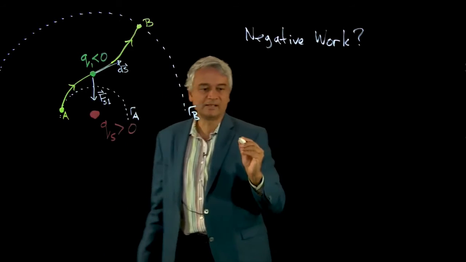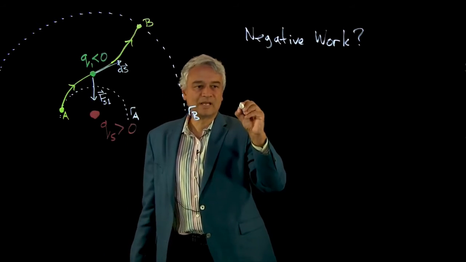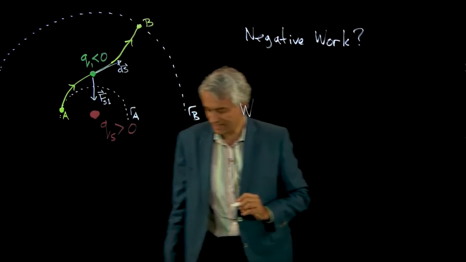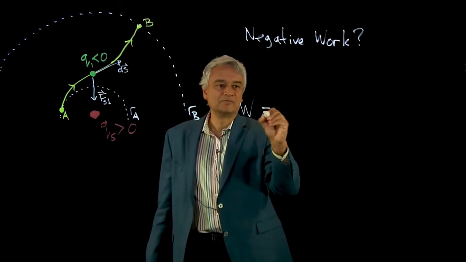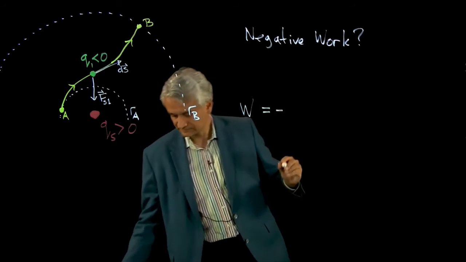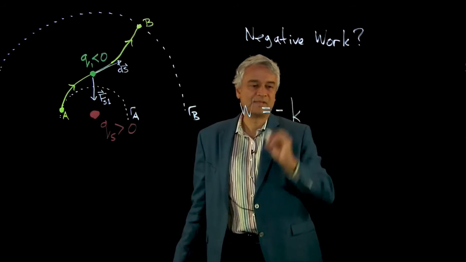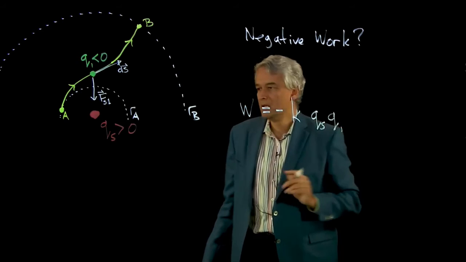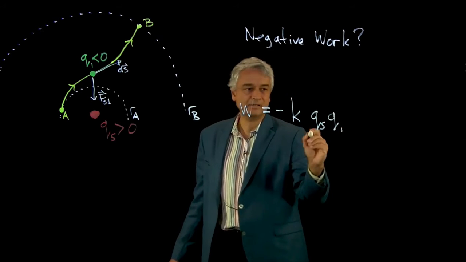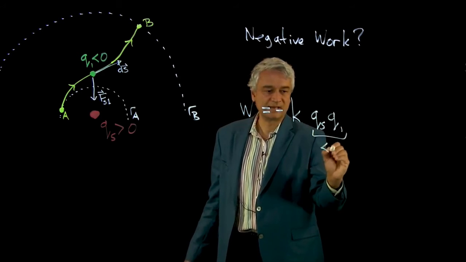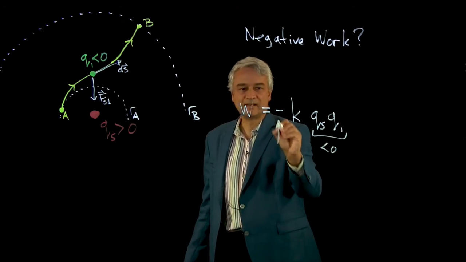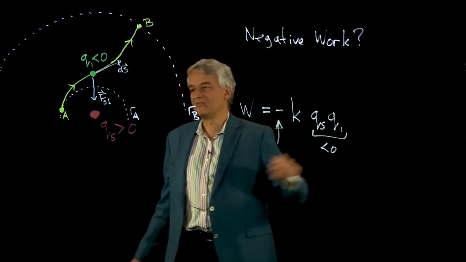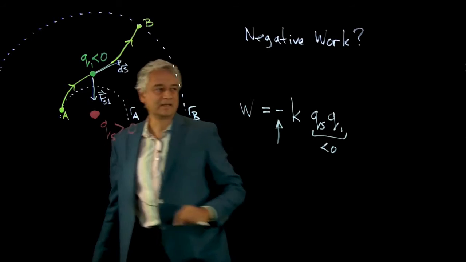So when you did the calculation, the result you should have obtained is that the work done by the electric field, W, should have turned out to be minus K, that's a positive number, times QS Q1. QS Q1 is negative, so this is negative, and there's a minus sign there. This is negative because QS is positive, Q1 is negative.